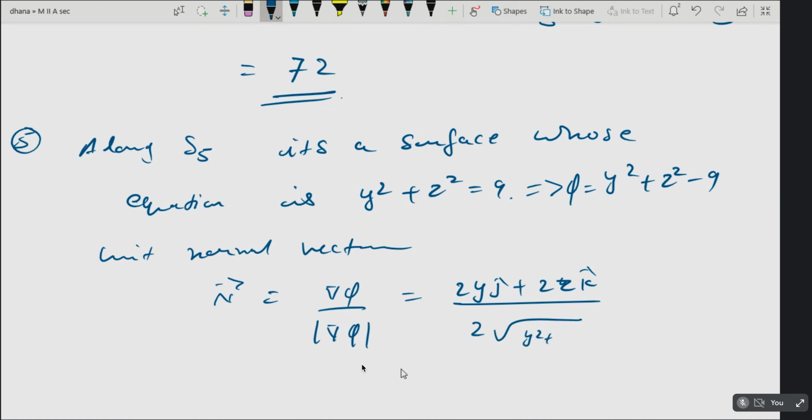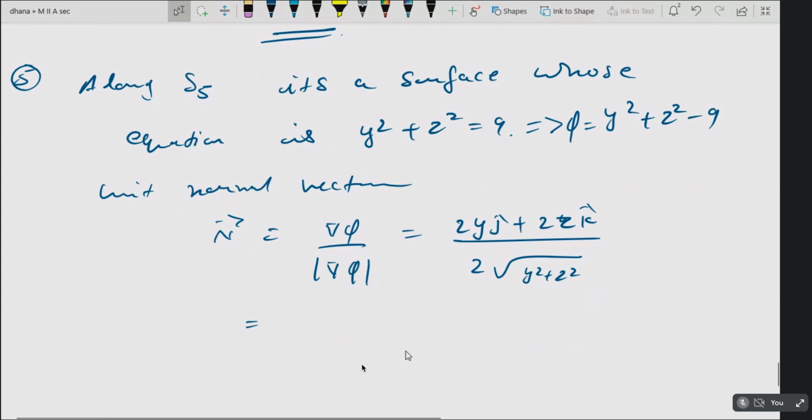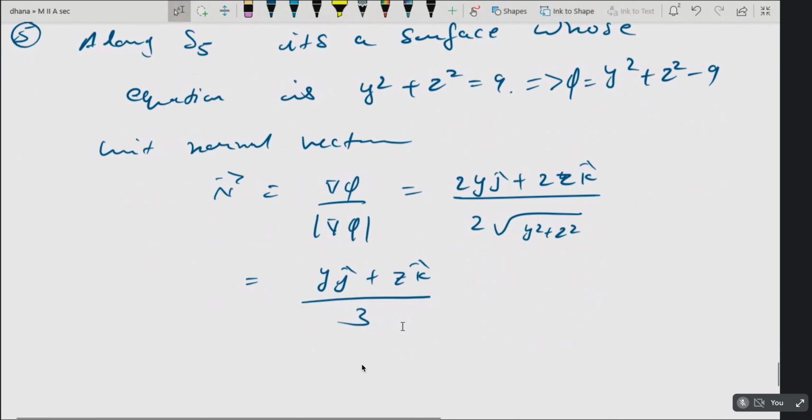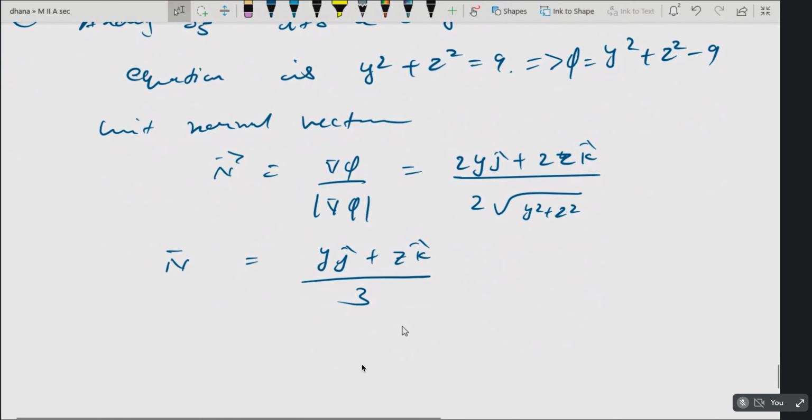y square plus z square. And what is the value of y square plus z square? 9. So finally on solving it, you will get yj plus zk, 2 cancel, by 3 you will get. Is it or not? Understood? So this is your n bar, the unit outward normal vector to this surface you have calculated.